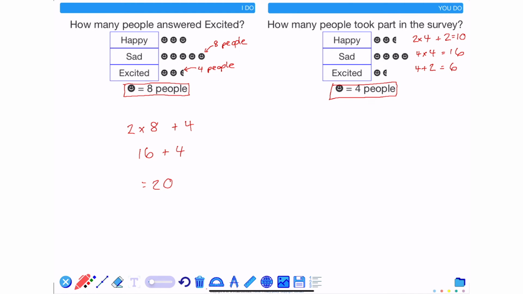The question asked how many people took part in the survey, so the answer will be all the categories added together. So the number of people that answered happy, the number of people that answered sad, and the number of people that answered excited. 10 add 16 is 26, add on 6 is 32. 32 people took part in this survey.